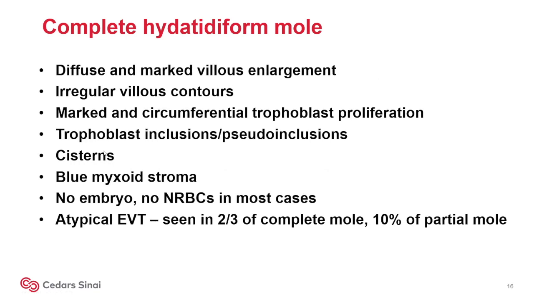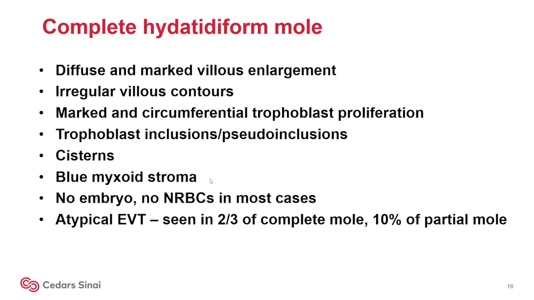Again, we see similar features as partial mole, however, they're much more pronounced. Okay, so we see diffuse and marked villus enlargement, irregular villus contours. Trophoblast proliferation is very obvious, it's circumferential, it's very marked proliferation. We see cisterns. One feature that we see too is blue myxoid stroma. It kind of reminds us of that very early pregnancy at 5-something weeks that I showed as the first case, but here they become even more blue myxoid stroma.